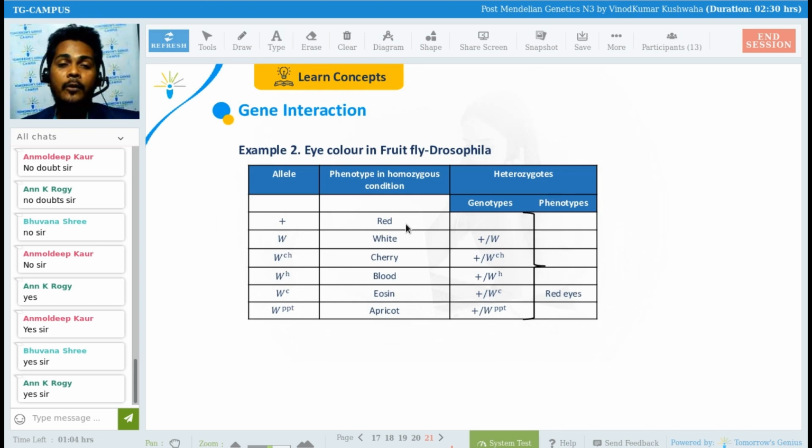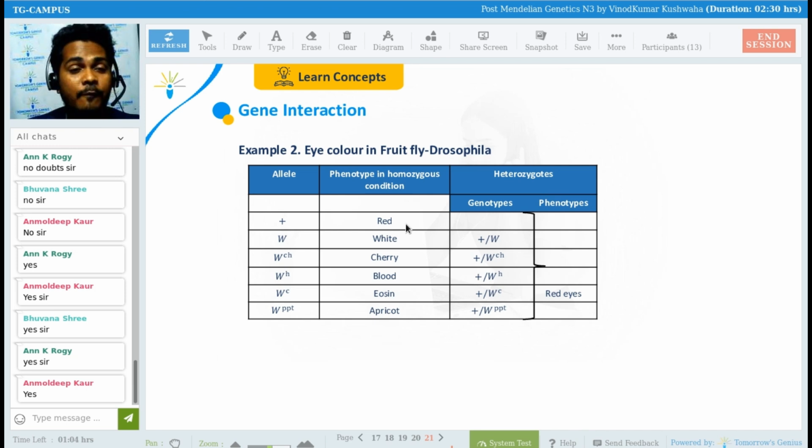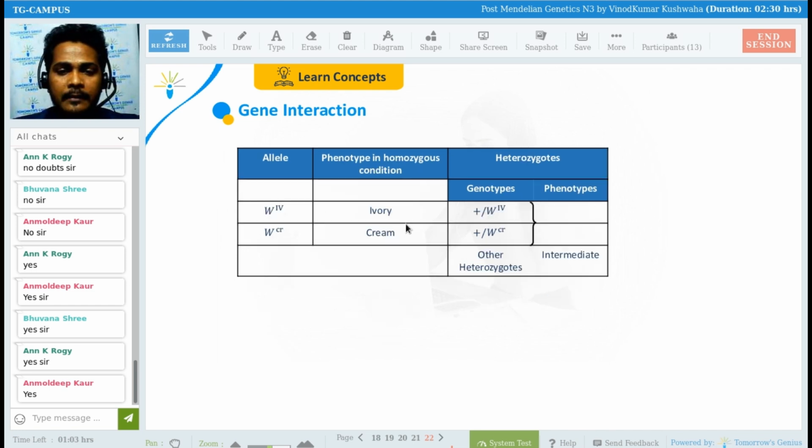Okay. Now this is the second example of what? Of multiple alleles. So in Drosophila, yes, it is a fruit fly. Okay. So here is a condition showing Drosophila.